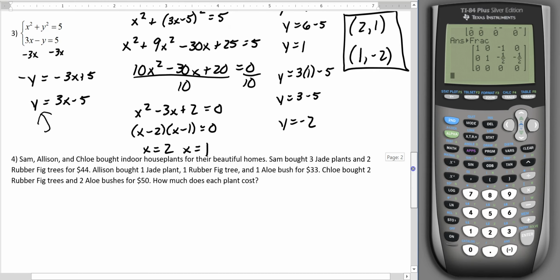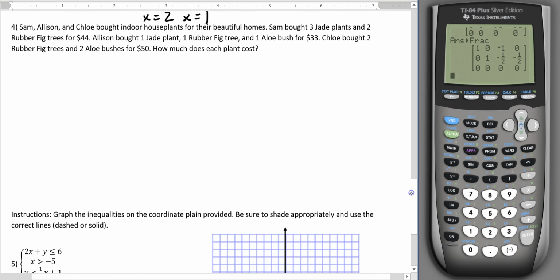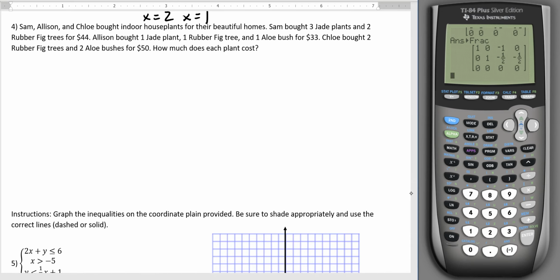Very nice. All right. Sam, Allison, and Chloe bought indoor houseplants for their beautiful homes. Sam bought 3 jade plants, 2 rubber fig trees for $44. Allison bought 1 jade, 1 rubber fig, and 1 aloe for $33. Chloe bought 2 rubber fig and 2 aloe for $50. How much does each plant cost?